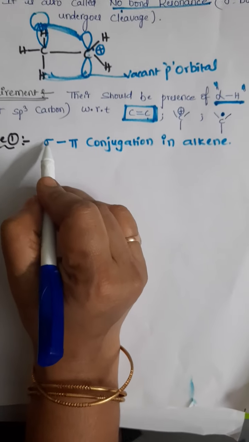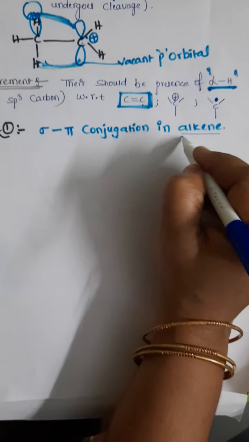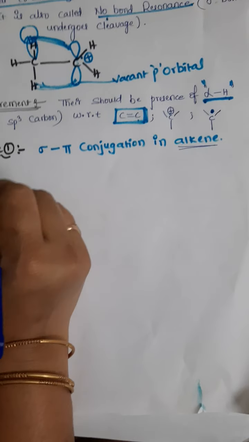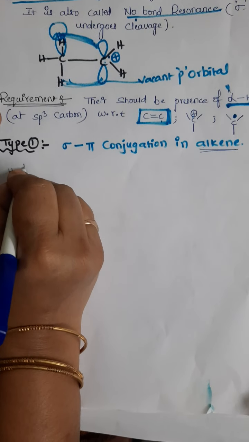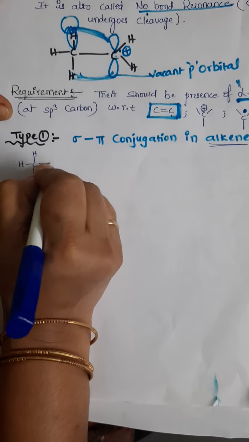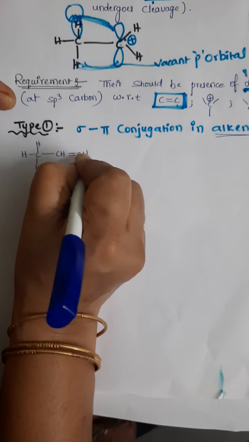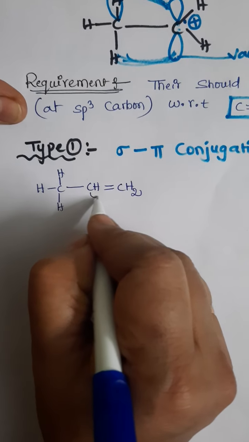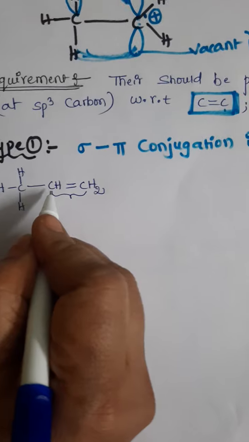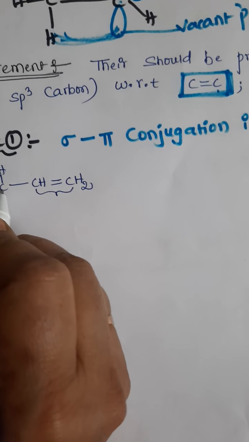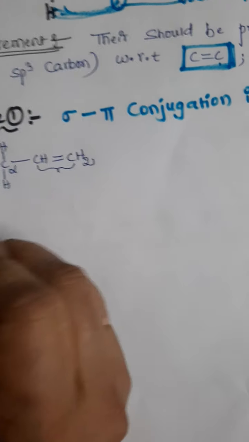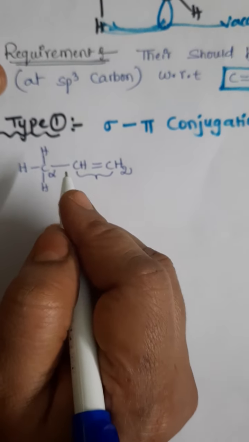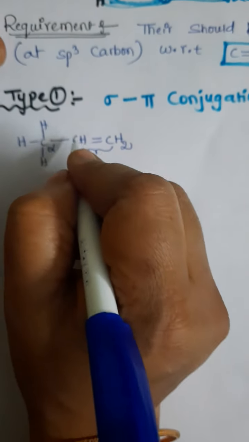In this sigma-pi conjugation, the compound given is an alkene. Let us take one example. Suppose CH double bond CH2. When a compound is given, you have to check the reference point. This is the reference point. The carbon adjacent to the reference point you have to consider as the alpha carbon. Alpha carbon containing hydrogens are called alpha hydrogens. We can shift any of the hydrogens.